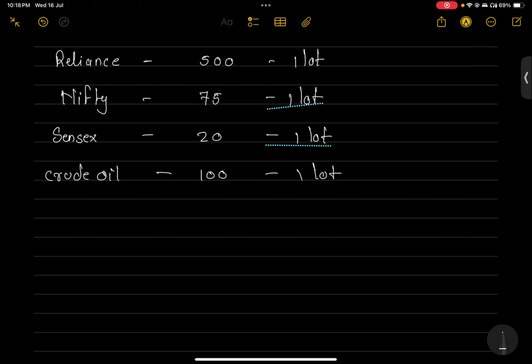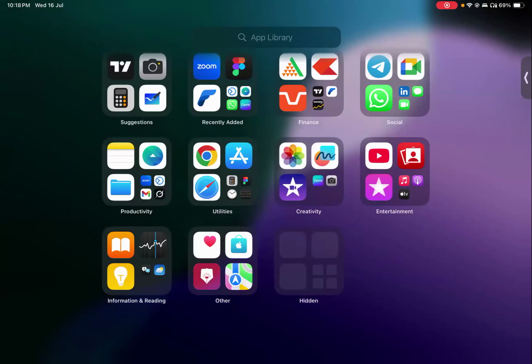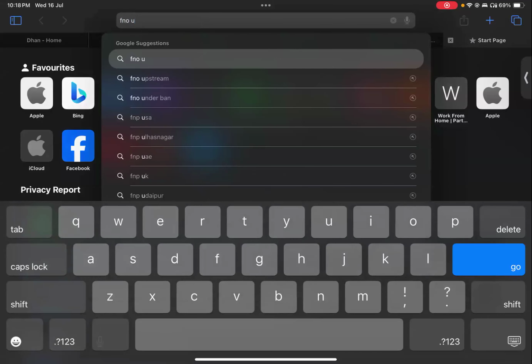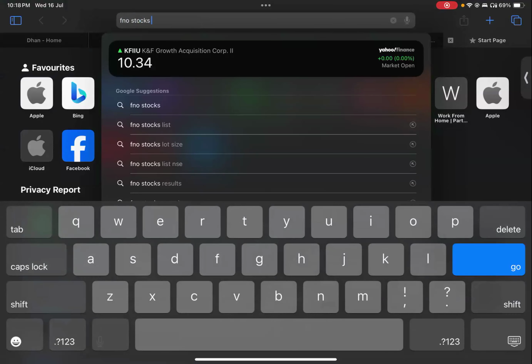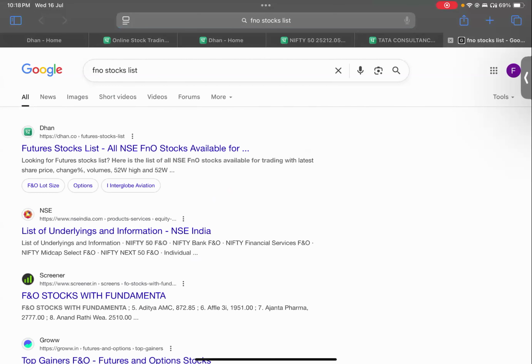Okay. So guys, similarly, not all stocks you can trade in FNO. SEBI has a set list. Only those stocks can be traded in FNO, not all the stocks. In the stock market, there are 7,000 plus stocks. So here what you can do is, you can come to Google and search FNO stocks list. Okay. List of underlyings and information. See this, guys. You got my point? Just tap on this.